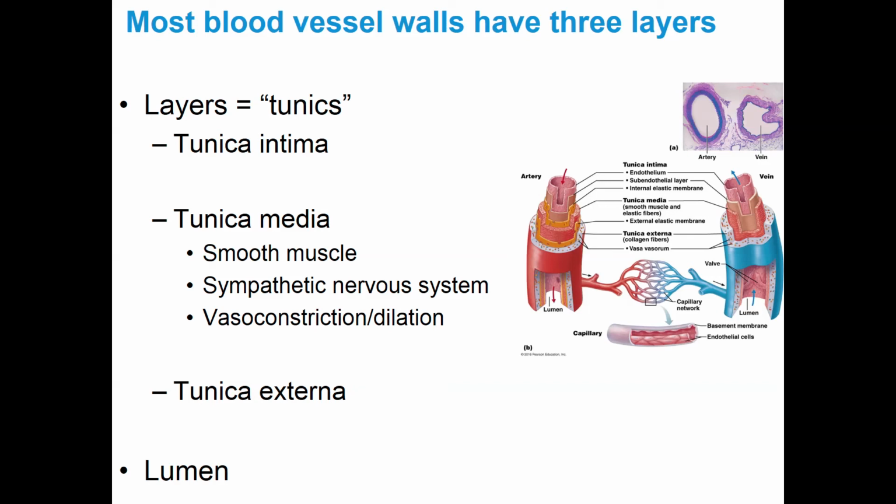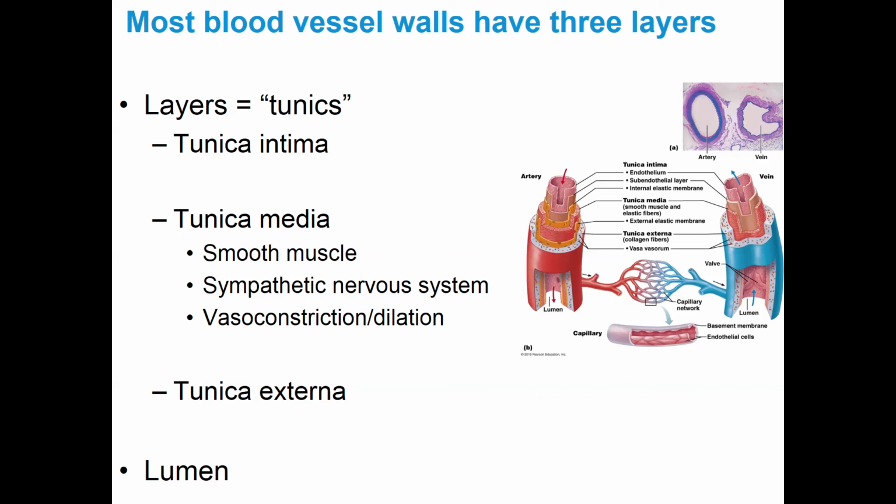All right, so here are the three layers or tunics that we see in blood vessels. They run from deep to superficial. The tunica intima is the most internal layer of a blood vessel, and that includes the endothelium. Remember that the endothelium is the inner lining of a blood vessel. It's that special epithelial tissue where the cells are joined together by tight junctions, and it's nice and slick. It allows the blood to move smoothly through the blood vessels.